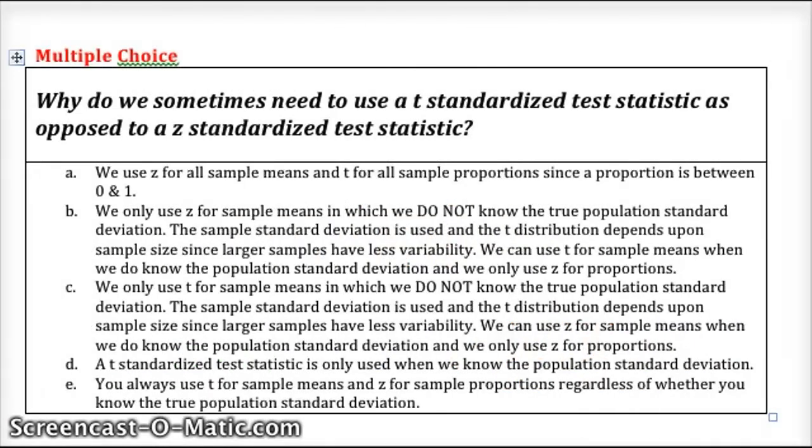Multiple choice question: Why do we sometimes need to use a t standardized test statistic as opposed to a z standardized test statistic? Please pause right now, look through A, B, C, D, and E, and answer the appropriate choice.